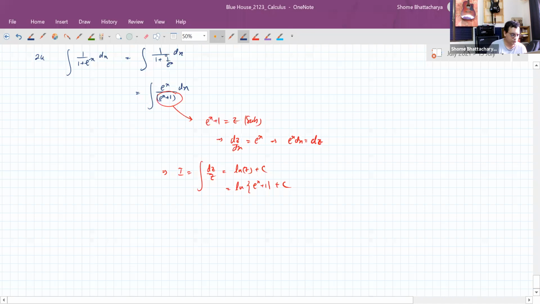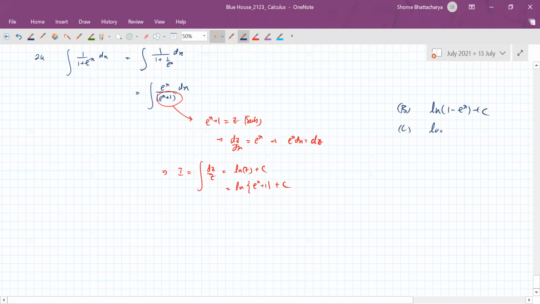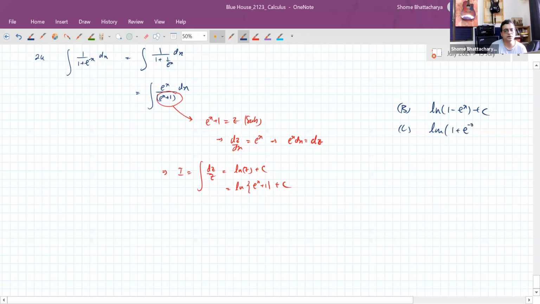Okay, I think those options are a misprint because they are the same as the BCD options in question 23. Those options should have been more like ln of 1 minus e raised power x, ln of 1 plus. So just change the options. But now it doesn't matter. We have done the question, but I think option B was supposed to be ln of 1 minus e raised power x plus c. Then option C was supposed to be ln of 1 plus e raised power minus x plus c and all that. So these kind of options. You just have to put a little bit of effort to differentiate them if you're going by the backwards method. Okay. So again, nothing terrible.